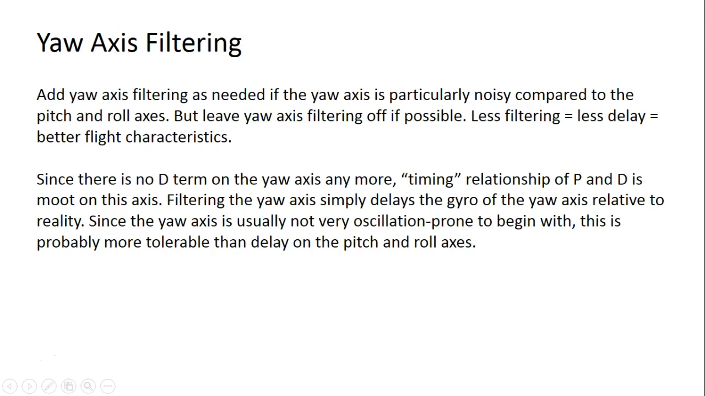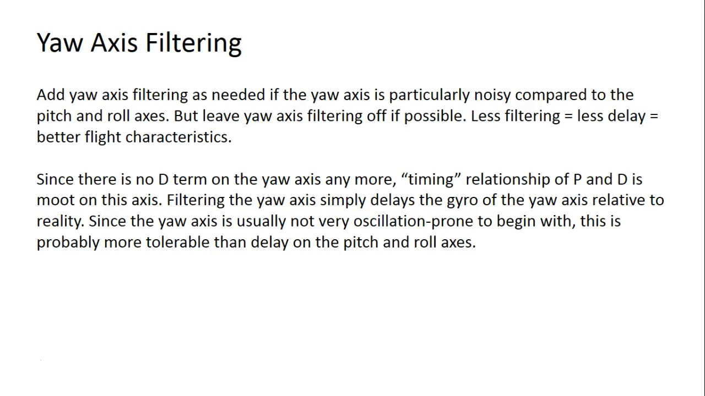As for the yaw axis, add yaw axis filtering as needed if the yaw axis is particularly noisy compared to the pitch and roll axes, but leave yaw axis filtering off if possible. Less filtering, less delays, better flight characteristics. Since there's no D term on the yaw axis, the timing relationship of P and D doesn't matter on this axis. There's no D at all. All we're doing is filtering the P term, right?